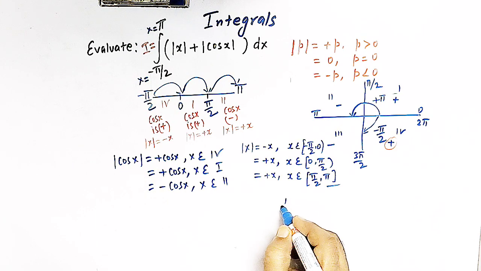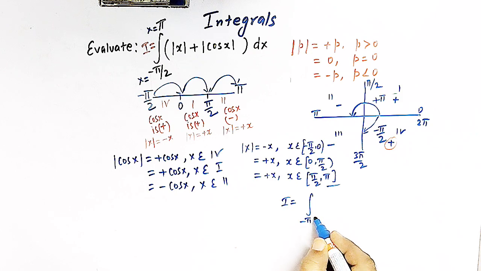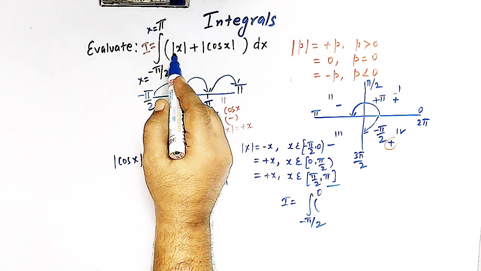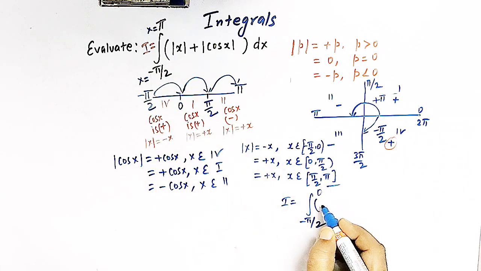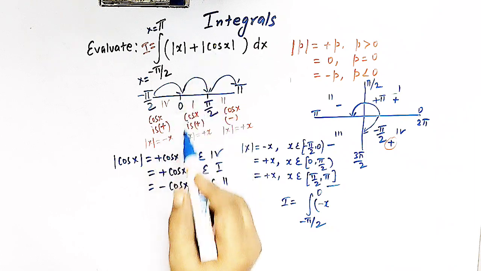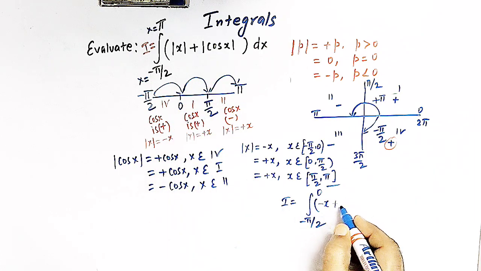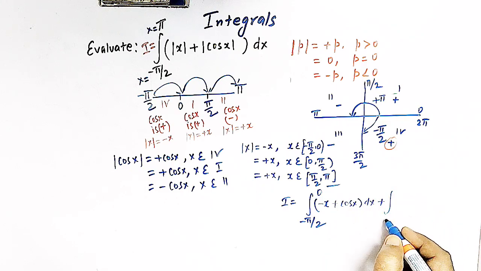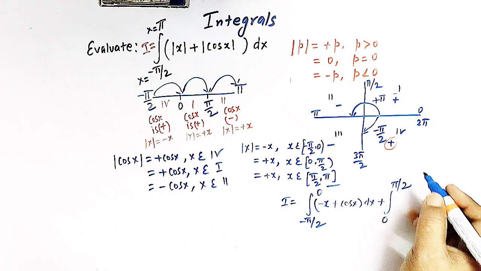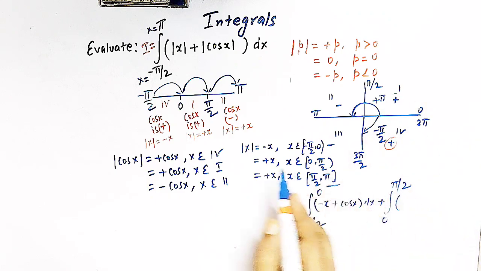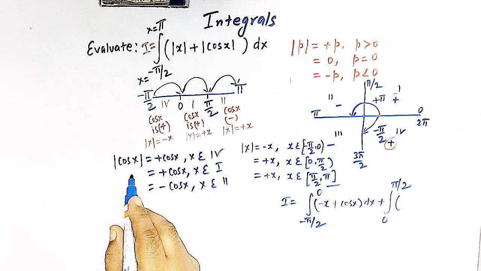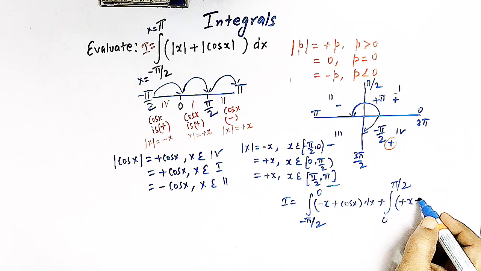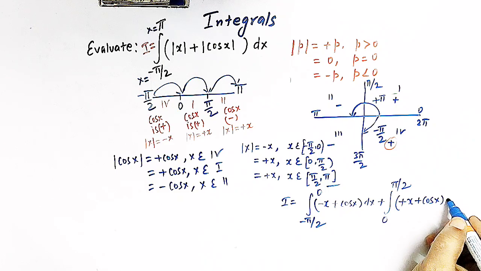So now I can be written as the integral from minus pi by 2 to 0, and then here we have mod of cos x. So mod of x is negative x, and mod of cos x is positive cos x, and then we have the integral from 0 to pi by 2, that is in the first quadrant. In the first quadrant, mod of cos x is positive, and mod of x is also positive, so we have plus x, and here we have positive cos x.